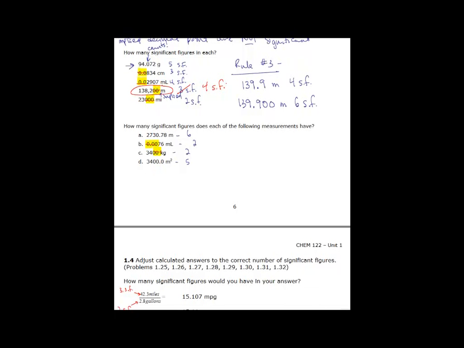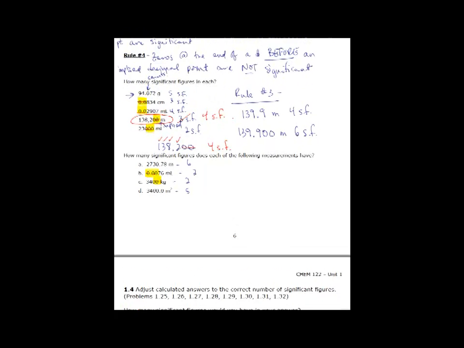And that is because in 138,200, there are 2 zeros before an implied decimal point, so those aren't significant, but the rest of these numbers are. So 1, 2, 3, 4. 4 significant figures. And I want to go back to page 5 and make sure how many significant figures in each. This one should be 4.